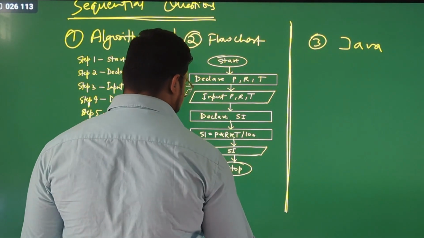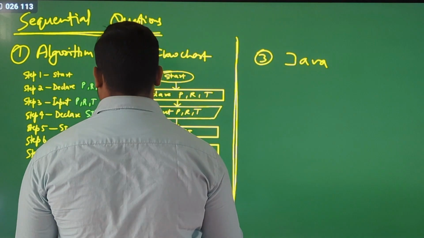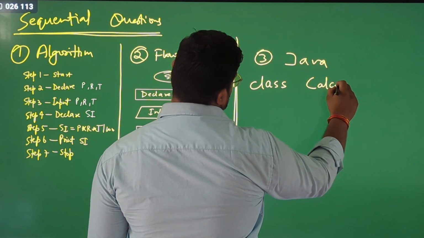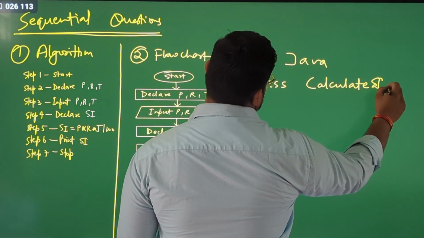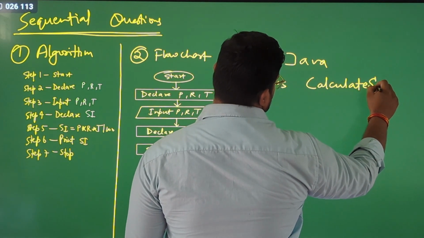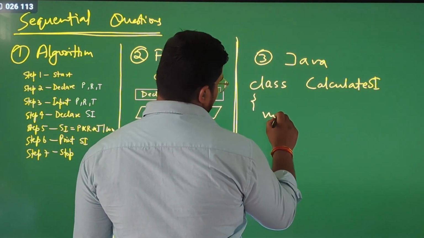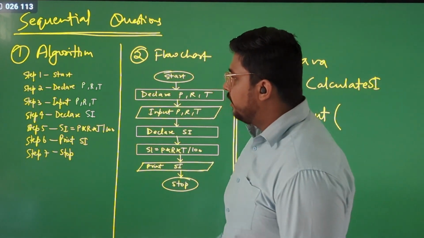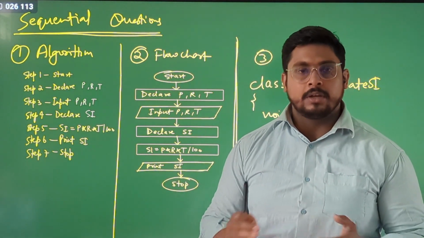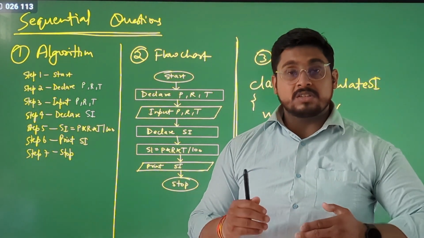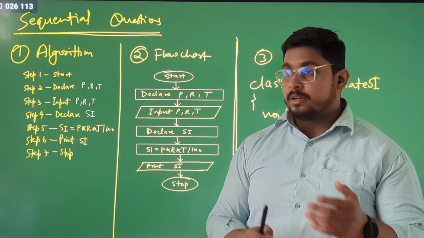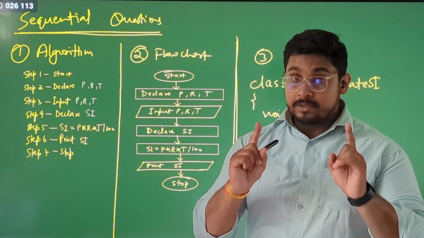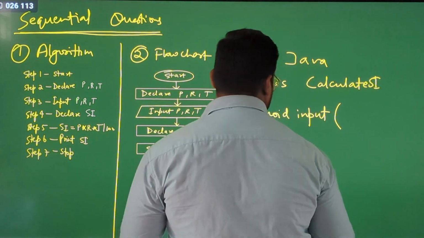We write our program. Class calculate SI without any space. After that, void input. I told you that in algorithm we learned that declaration and input are in two different lines. But we are going to study about it later in our ninth class. Right now, we are going to declare as well as take input of these variables in a single line.